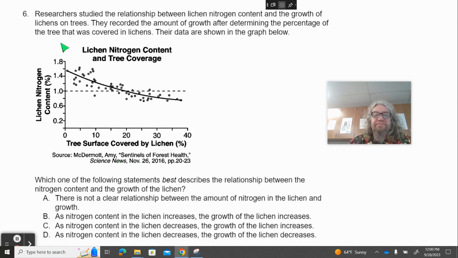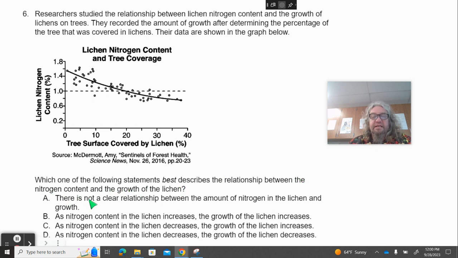Number 6. Researchers studied the relationship between lichen nitrogen content and the growth of lichens on trees. They recorded the amount of growth after determining the percentage of the tree that was covered in lichens. The data are shown below in the graph. X-axis, tree covered by lichen. Y-axis, nitrogen content.